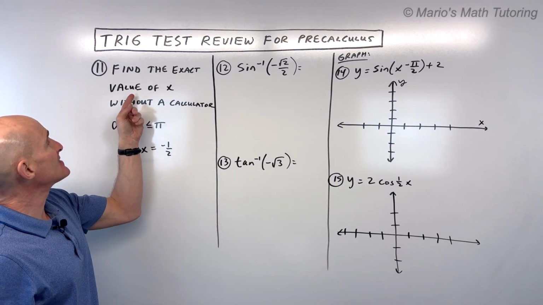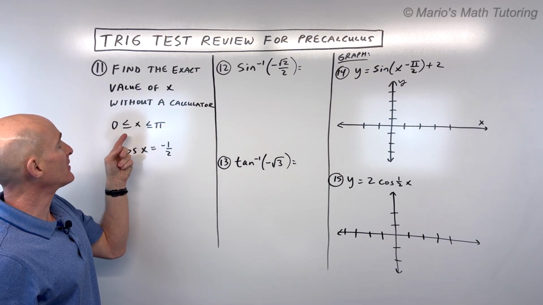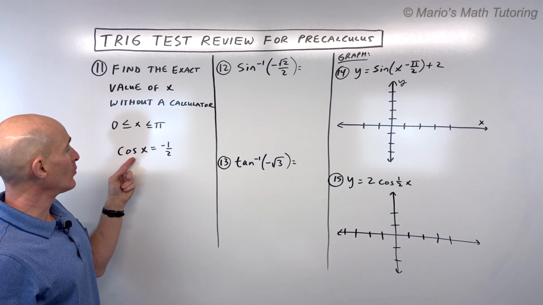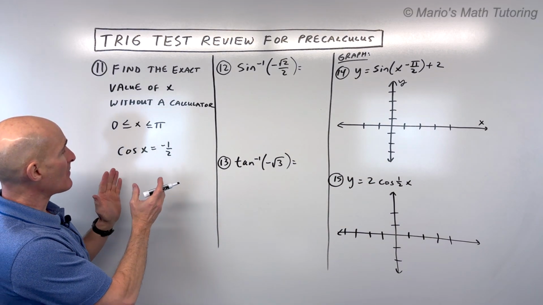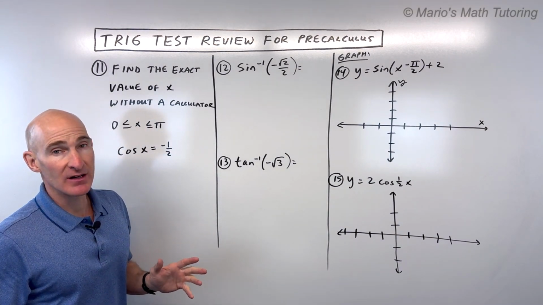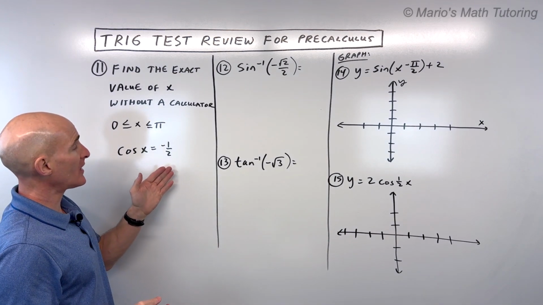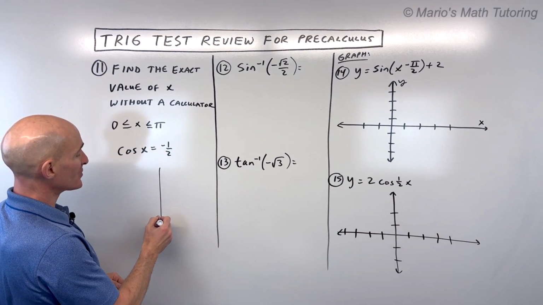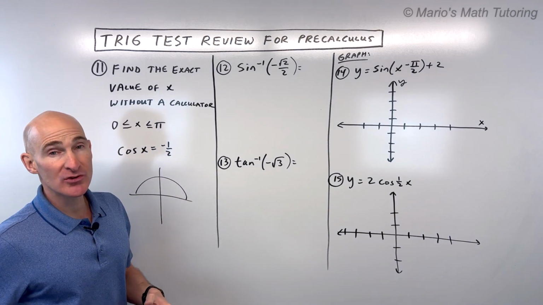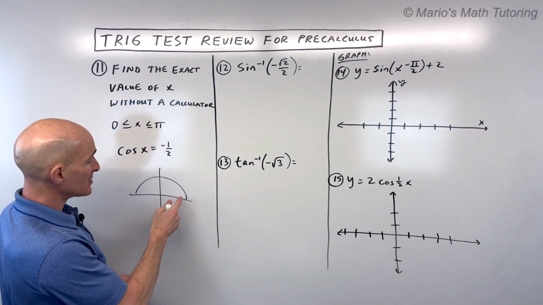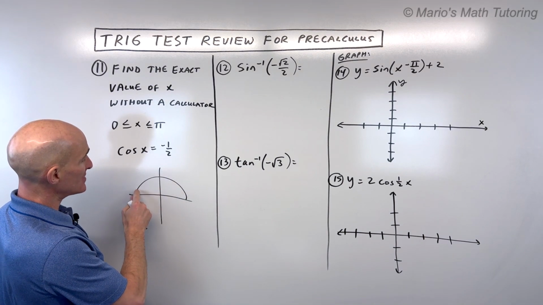It says find the exact value of x without a calculator between 0 and pi when cosine of x is equal to -1/2. So essentially what this problem is speaking to is the inverse trig function. So cosine of what angle is -1/2 on the restricted domain from 0 to pi? And we know cosine on the unit circle is the x-coordinate. So where does the x-coordinate equal -1/2 between 0 and pi?